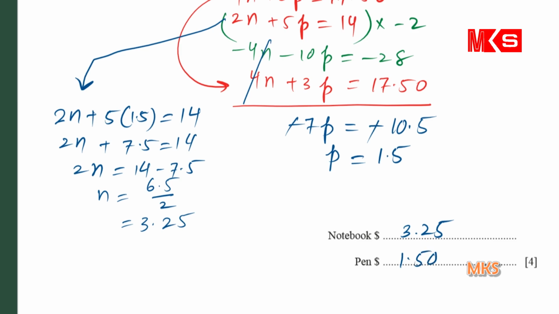Always write currencies, any type of currency, correct to 2 decimal places. 1.5 will be acceptable, but it's better to write 1.50.